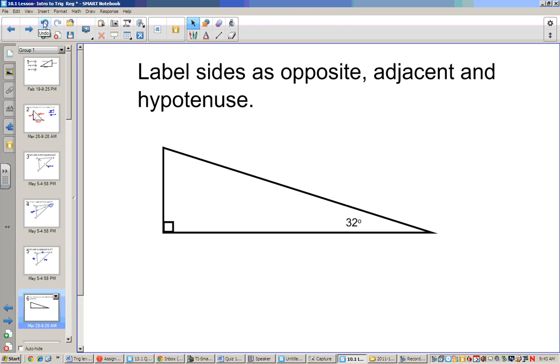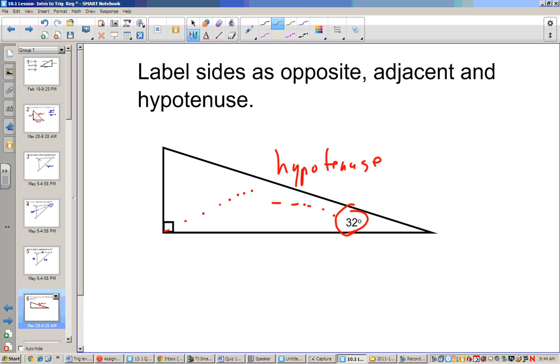All right, let's do a couple more. Now, if we have this angle 32, we want to label the opposite, adjacent, and hypotenuse. The hypotenuse is always across from the 90-degree angle. The opposite side, if we take our angle, go to the opposite side, that's over here. So let's write opposite. Now finally, the third side has to be the adjacent. All right, hopefully you're understanding this a little bit.